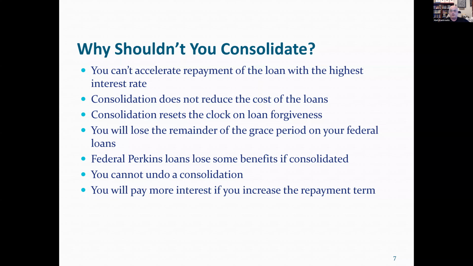There is a workaround. You could exclude that highest rate loan from the consolidation so that you can continue accelerating repayment of that loan. The weighted average interest rate, as I mentioned before, does not really change the cost of the loan, so it's not going to save you money. The only way to save money while remaining a federal loan is to choose a shorter repayment term that yields a higher monthly payment, which reduces the total interest you pay over the life of the loan.